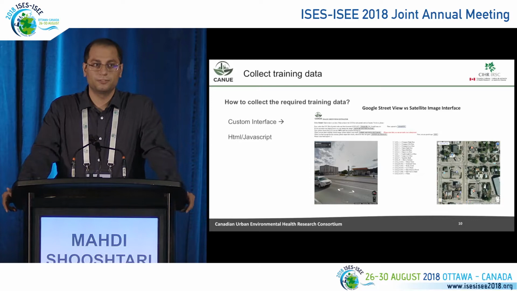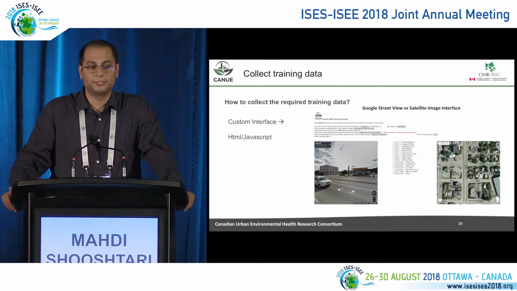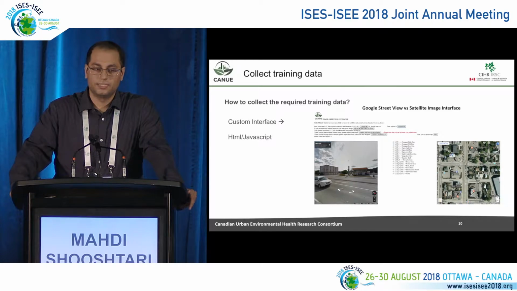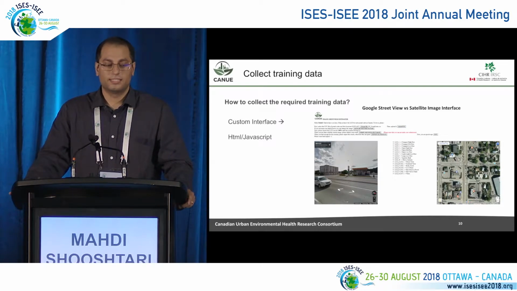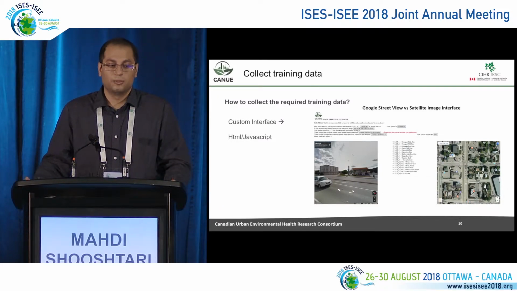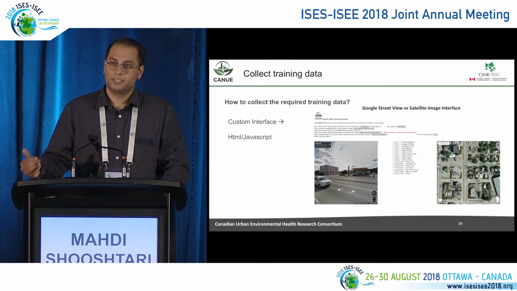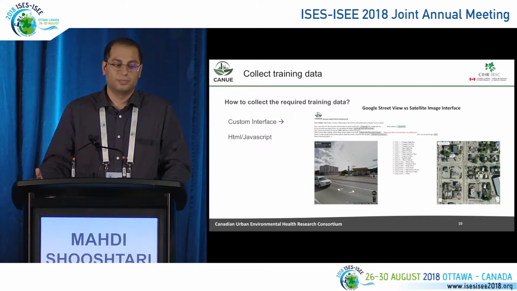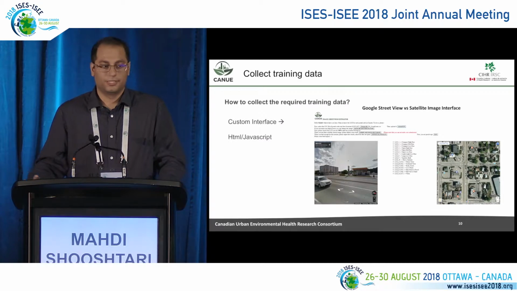But in general, for evaluating the accuracy of machine learning approaches, or in general any other algorithms that might be used, we need to have a good training data. And there are many approaches out there. One that I would like to mention today is that I've developed a custom interface that can use the Google Street View and satellite image at the same time, so that the user can use both these images and have a better understanding about the label that he wants to have for that location. In our case, the label is the type of the local climate zone that location belongs to.